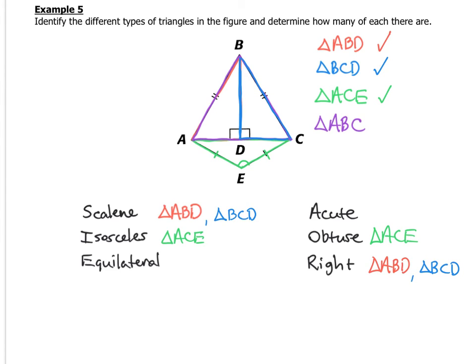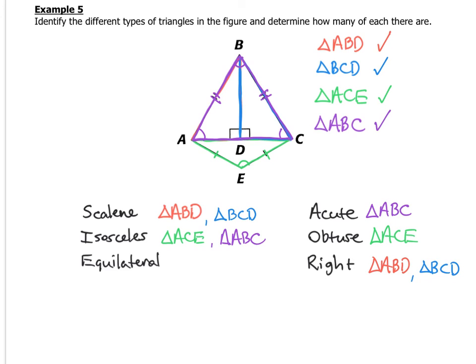Finally, triangle ABC. Again, that's this larger triangle up here that I'm outlining in purple. It has 2 sides that are congruent, side AB and side BC. So that's also an isosceles triangle. It has no right angles and it has no obtuse angles. All of the angles, which are here, here, and here, are acute. So this would be an acute triangle.